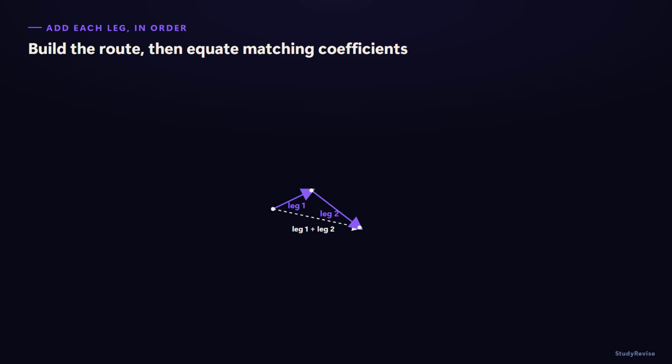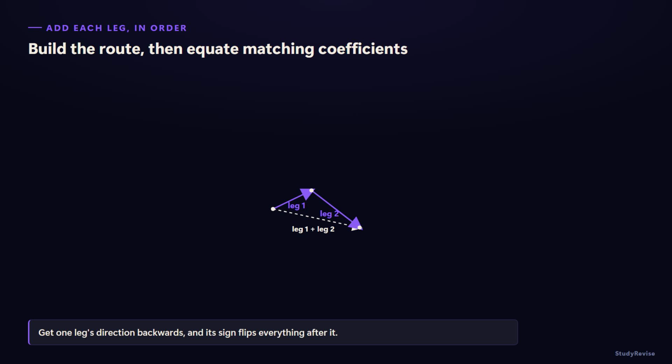And once a route is expressed correctly in terms of 2 independent vectors, there's a genuinely useful shortcut available. If 2 expressions in those same 2 independent vectors are equal, their matching coefficients must be equal too, letting you solve directly without needing to rebuild the whole geometric picture from scratch.